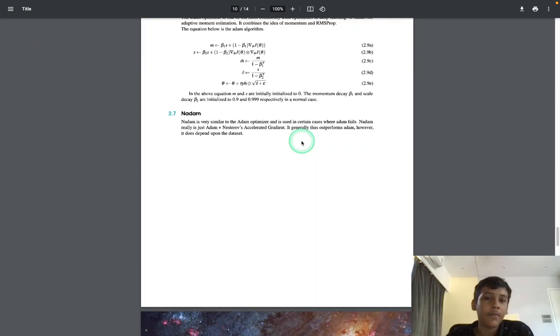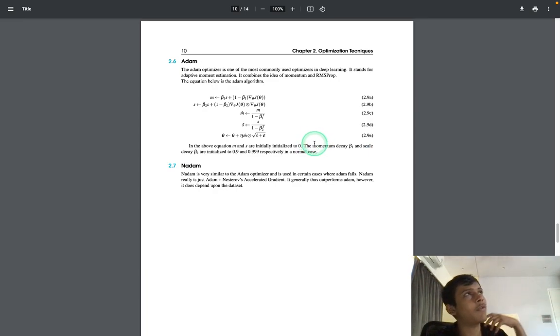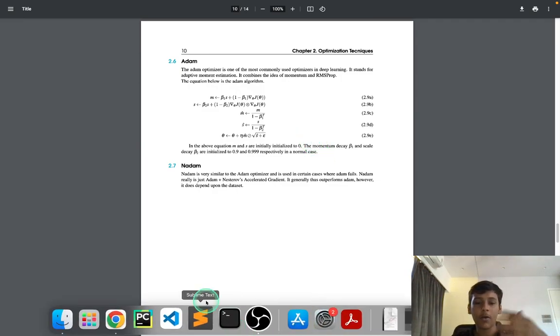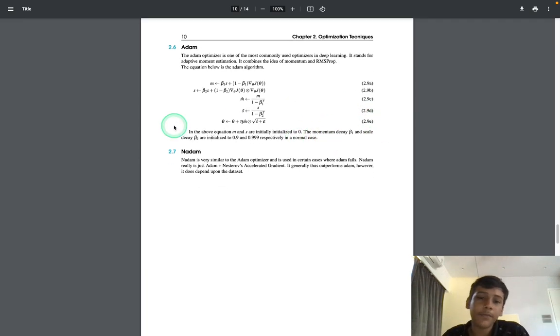So that's basically what Adam does. So as you can see over here, now I have a bunch of things. Momentum decay parameter is m1. It's gonna be 0.9, which is something that we had talked about when we were doing momentum. And the scale decay parameter beta 2 is initialized to 0.99 in a normal case. You can actually do that when you are going to be defining your optimizers. If you go ahead and actually create the object first, you will be able to set these parameters. So yeah, that's pretty cool.